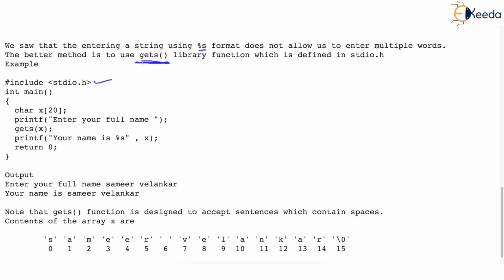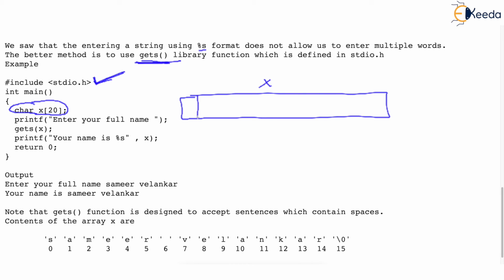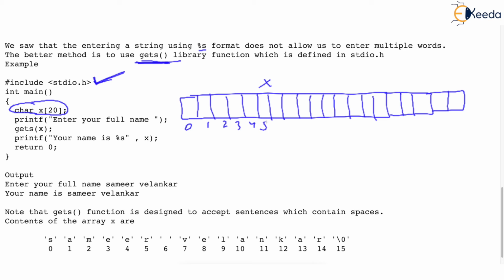Just see, gets is a library function which is defined in stdio.h. So we have included this file as usual. So what's the code? Let's see. We have defined an array of 20 characters. So here is the X array, sufficiently large, and this array has 20 cells. If you number these cells, they go from 0 up to 19. Agreed? This is the X array.